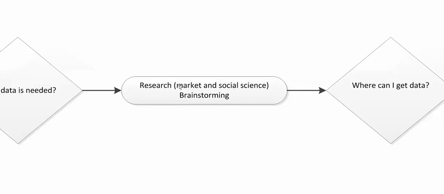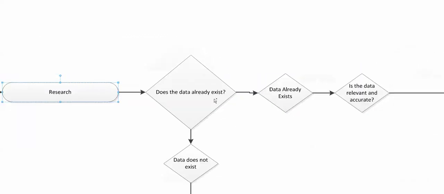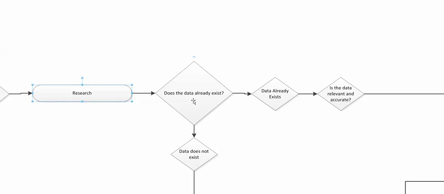So they're going to do some brainstorming and some research, both market research, industry research, and social science research. They are trying to find out where can I get the data? So that's going to again be associated with research. Does the data already exist? If the data already exists, versus if it doesn't exist.